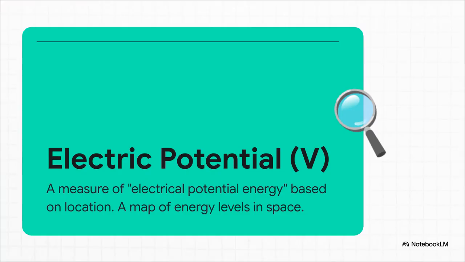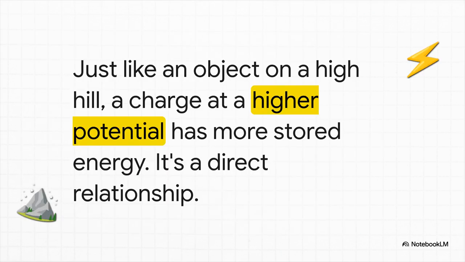So what is electric potential? You can think of it as electrical potential energy. It's not the energy of something moving, but the energy an object has just because of where it is in this invisible landscape. It's kind of like a topographical map, you know? But instead of showing altitude, this map shows energy levels all around us. And the rule here is super simple. The higher you are on this energy map, the more stored up energy there is.